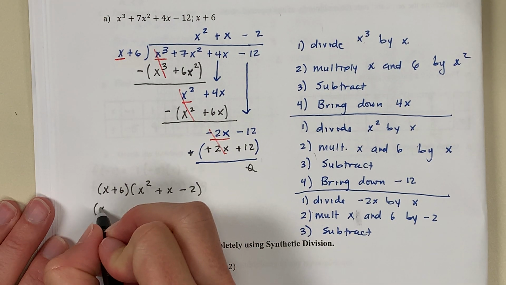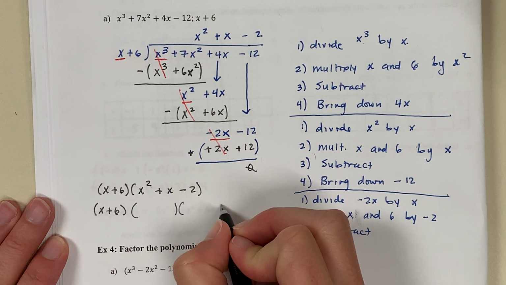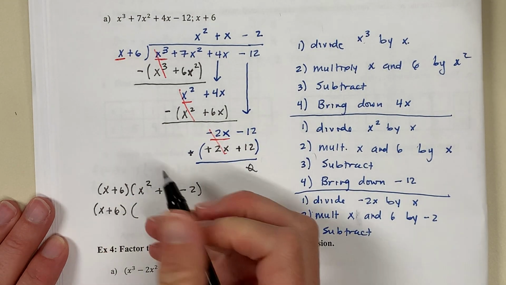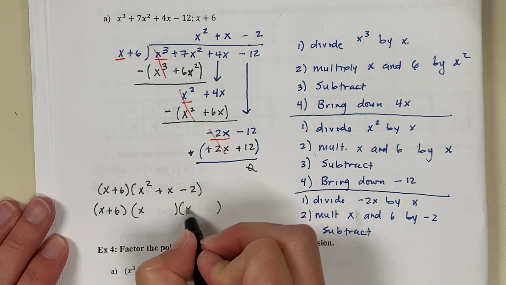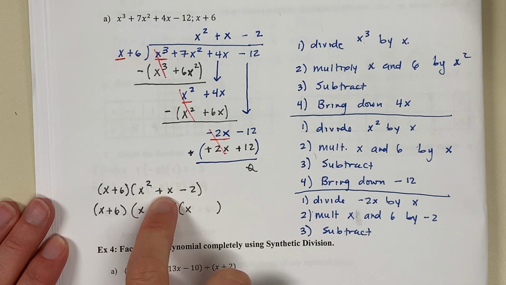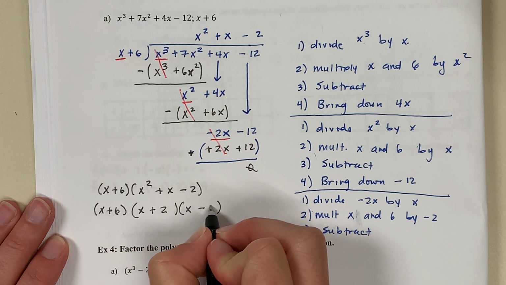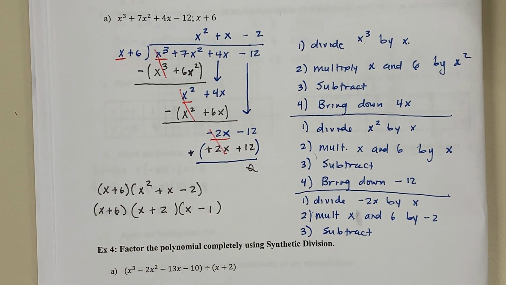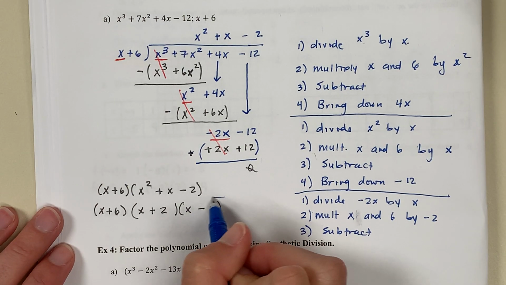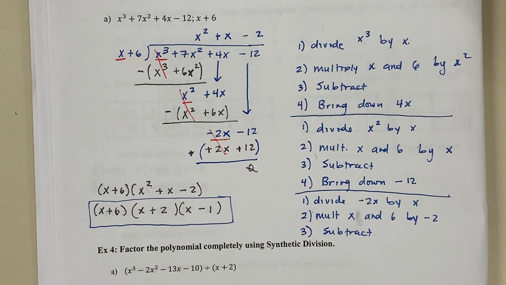So I'm going to break that down into a product of two binomials. I know that x times x is x squared. And I have negative 2, so I'm thinking of a pair of numbers that multiply to make negative 2 and add up to 1. That's a positive 2 and a negative 1. And I have now factored this polynomial completely using long division.